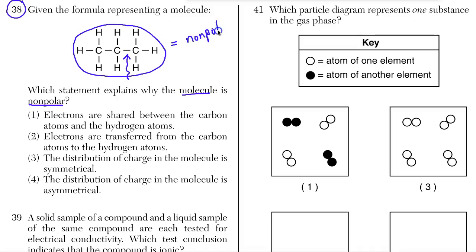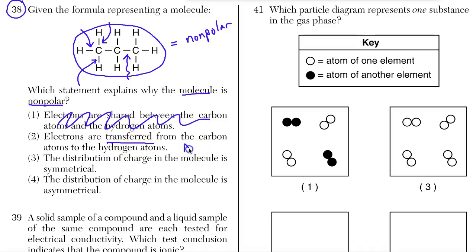Now, just so you understand, we would call these polar bonds because there are two different nonmetals who have different electronegativities and will share a little bit unequally in this course. So in terms of the molecule, we're not going to talk about electrons shared between carbon atoms and hydrogen atoms. This would be talking about the bonds. Transfer of electrons would mean that we're talking about an ionic compound.